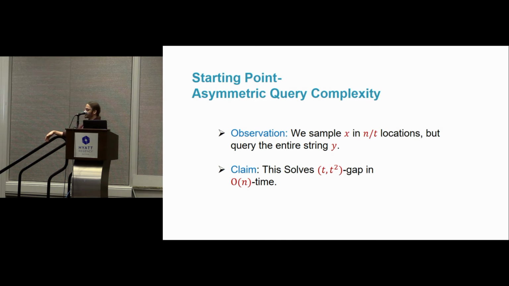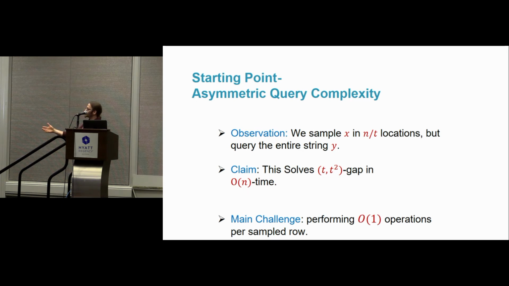It is very easy to show. I will not show it here, but it is very easy to show that in this approach, we can solve the t versus t square gap in linear time. Okay, why in linear time? If you think of it, you have a dynamic programming, and the size of the table of the dynamic programming is just linear.